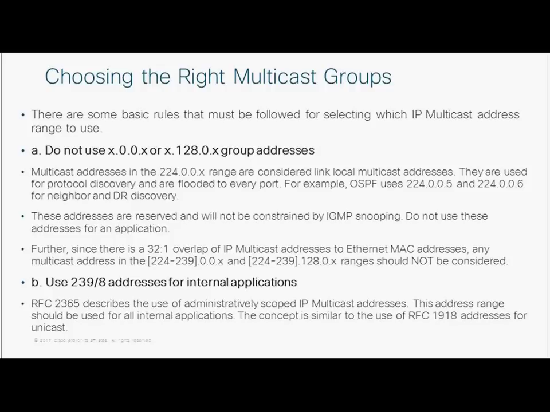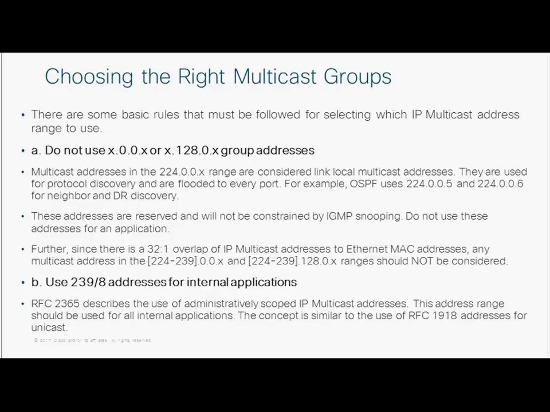Okay. Also, the recommendation is to never use multicast groups that have 0.0 or 128.0 in the second and third octets, right? We should never use also 239.0.0.0/8 for internal applications. There are several RFCs defining the multicast addresses that we can use for the groups, which we should follow.